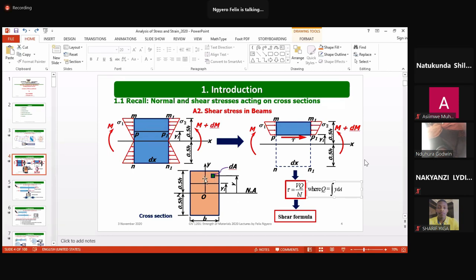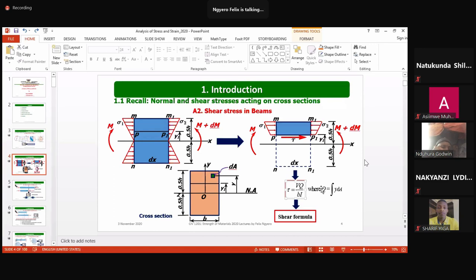Okay, how to compute Q? Yeah, so I said that previously when we were deriving this formula, we want to compute the shear stress, this tau. If you look at this diagram here, this portion of the beam, this is not the cross section. We want to compute the shear stress at a certain level, at a certain height above the neutral axis. That height is y1. We want to compute the shear stress at that level. So we derived the formula, and then we came up with this.